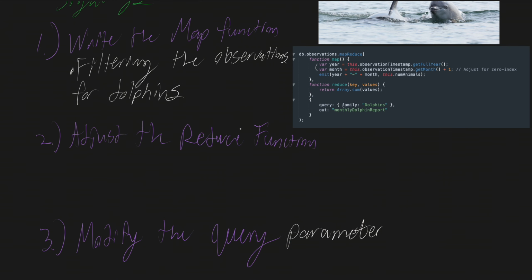And when we adjust the reduce function overall, since we are using the same type of example that we did in the previous concept example, there are no changes necessary. So we just move over to the parameters.